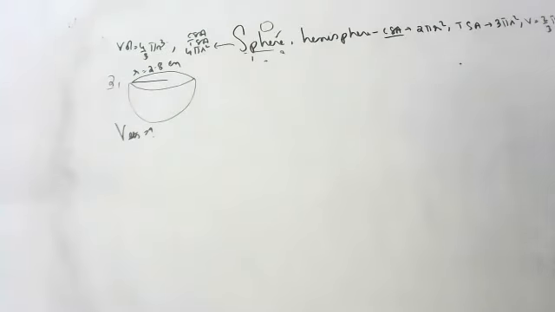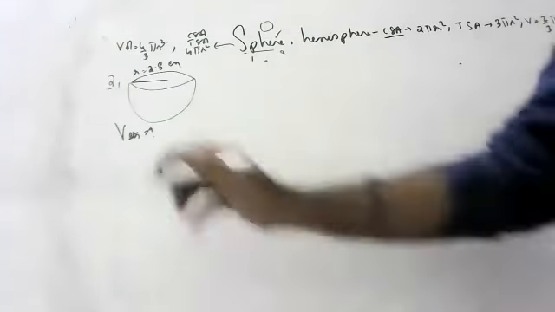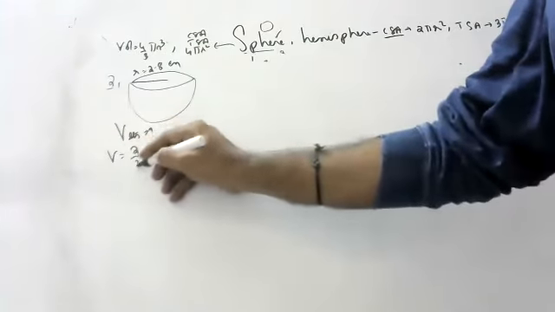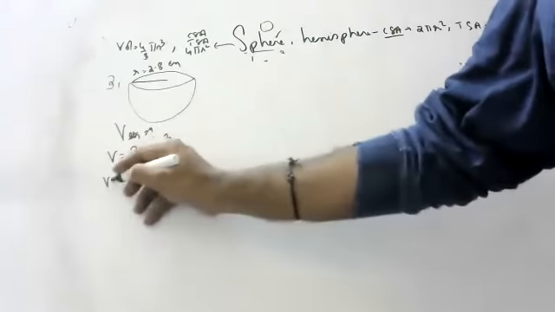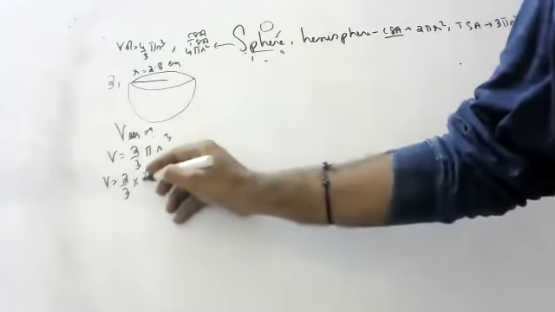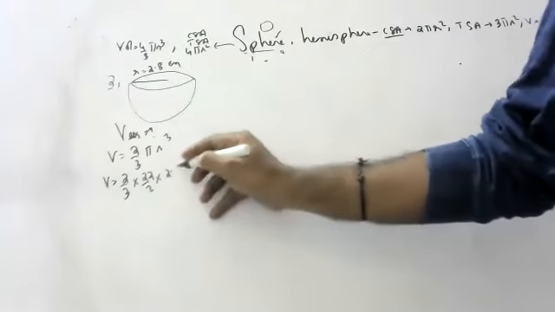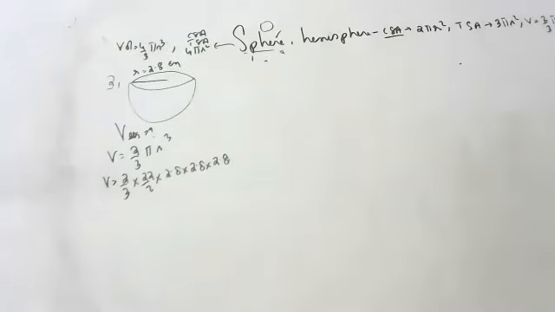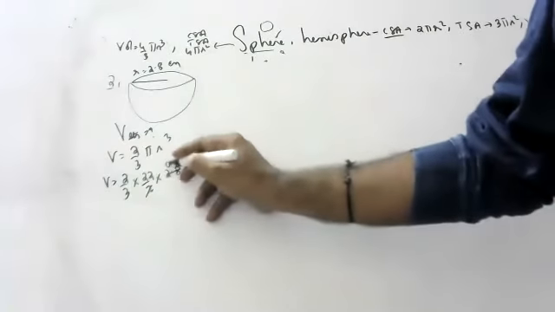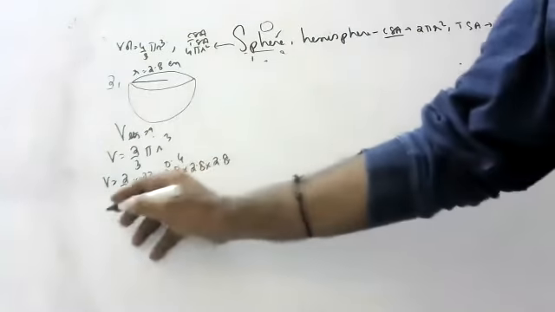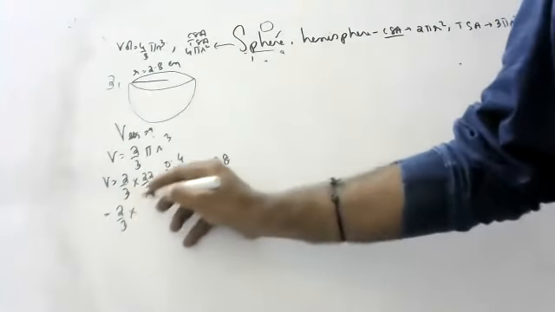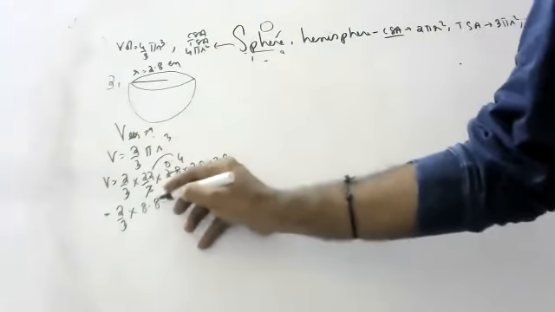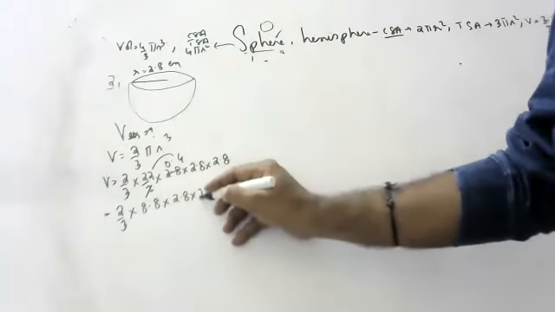Tell me volume. The volume of a hemisphere is 2 by 3 pi r cube, is equal to 2 by 3 into 22 by 7 into 2.8 into 2.8 into 2.8. Okay. 7 into 0.4, 7 and 2.8 cancel, 0.4 will come. So 2 by 3 into 22 into 0.4 into 2.8 into 2.8.